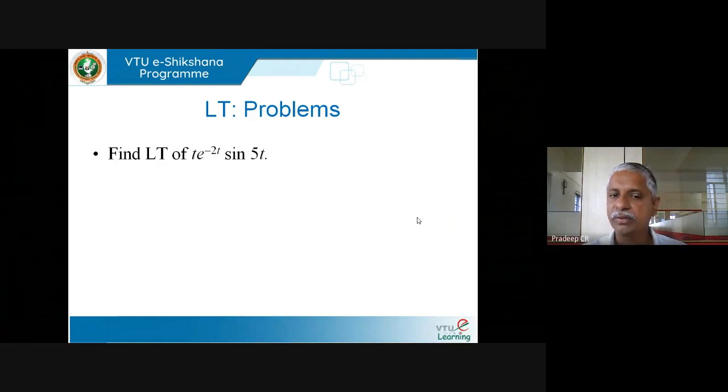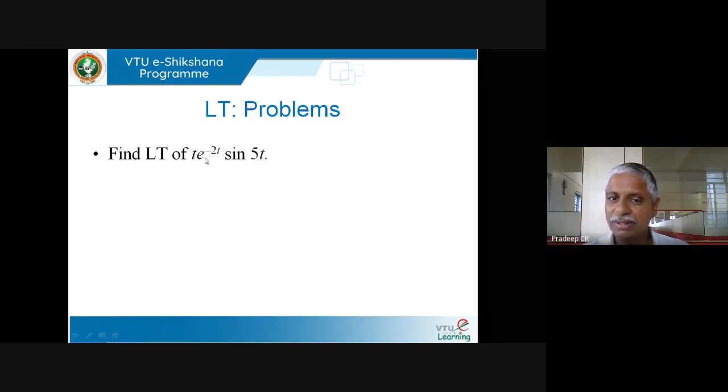I think this is what we will do. Laplace of t e power minus 2t sine 5t. How do I do this? You see, the problem would have been easy if instead of giving 2, they had given me only 1. Here t is there, e power minus 2t is there, sine 5t is also there. 3 of them are there. If only 2 of them were there, it would have been very easy.